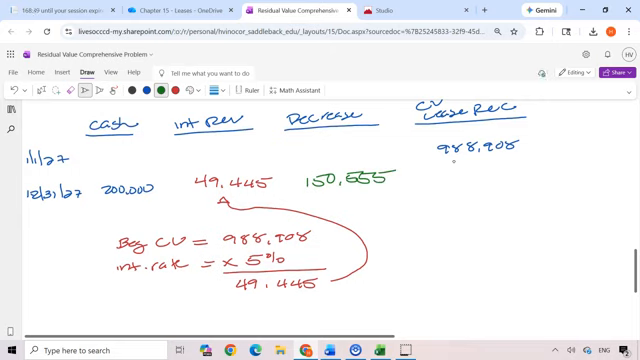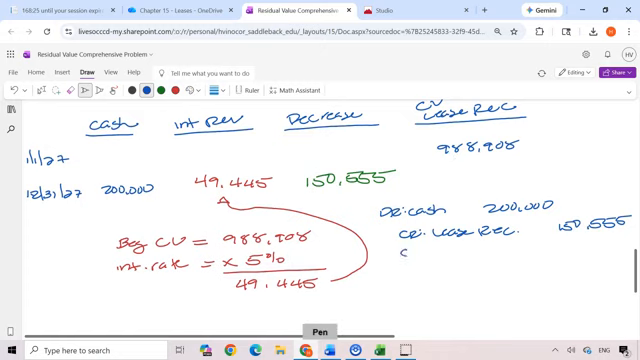So let's book the entry. I received cash for $200,000. I am going to reduce my lease receivable, so I'm going to credit my lease receivable off of my balance sheet for $150,555. And I'm going to recognize the interest revenue component of it for $49,445. I'm going to stop the video there, and there's going to be a separate video for the lessee portion of this problem.